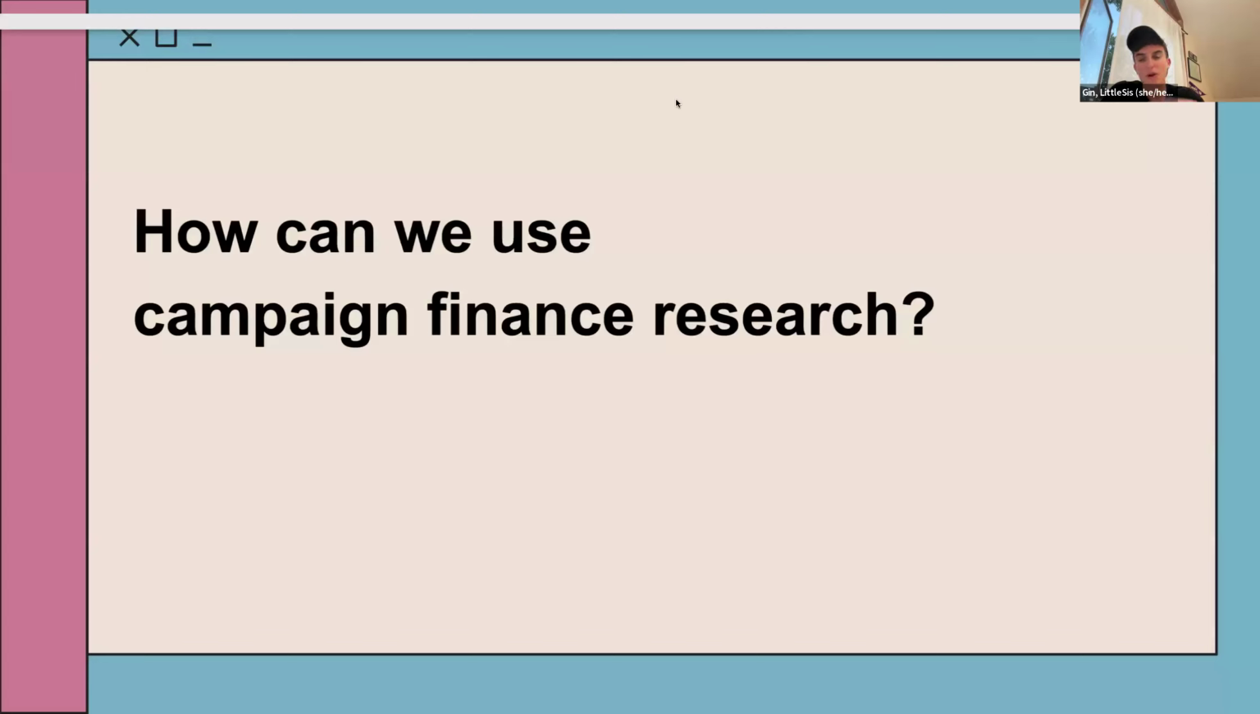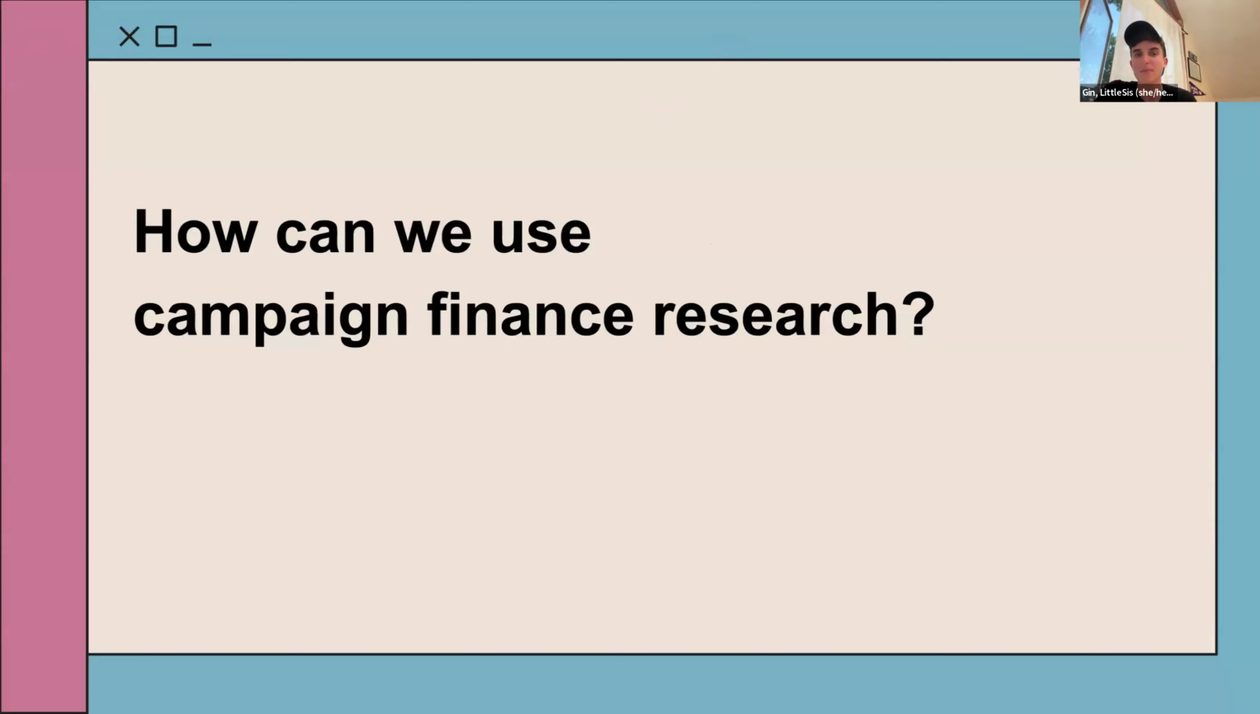Well, part of our training tonight will be Rob and I walking through some really interesting databases that you can use to get started doing your campaign finance research. But before we do that, we want to take a look at how campaign finance research might be used in corporate campaigns or campaigns that challenge power.